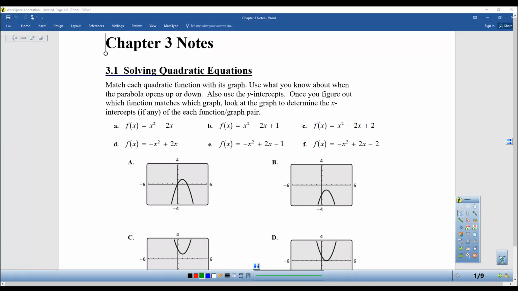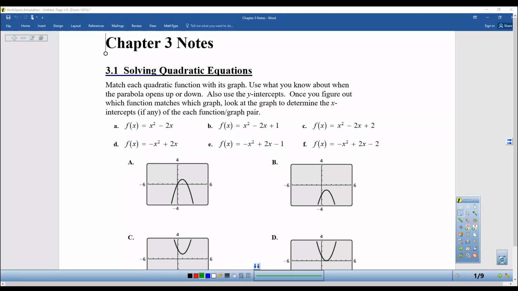So this first section says match each quadratic function with its graph. Use what you know about when the parabola opens up or down. Also use the y-intercepts. Once you figure out which function matches which graph, look at the graph to determine the x-intercepts, if any, of each function or pair of graphs, okay?